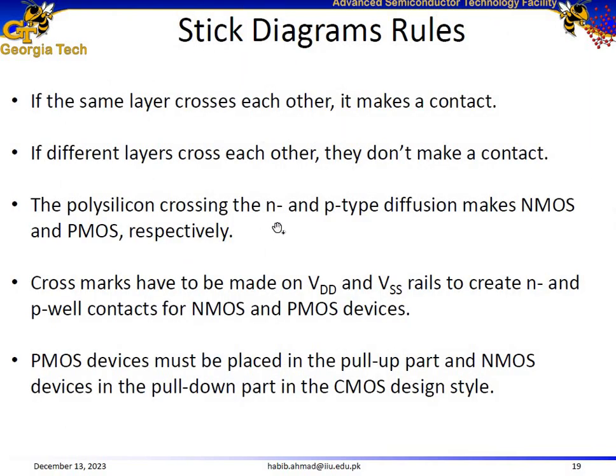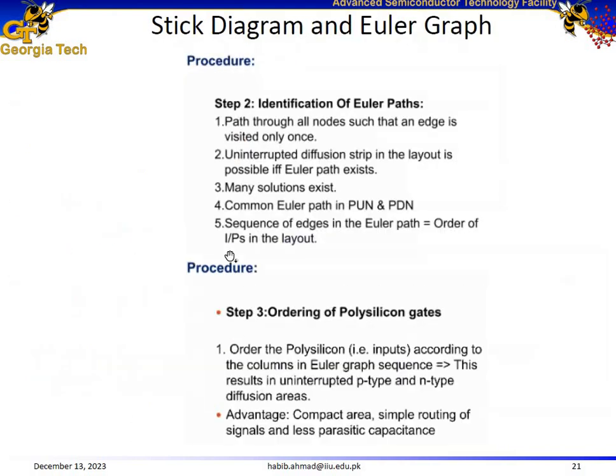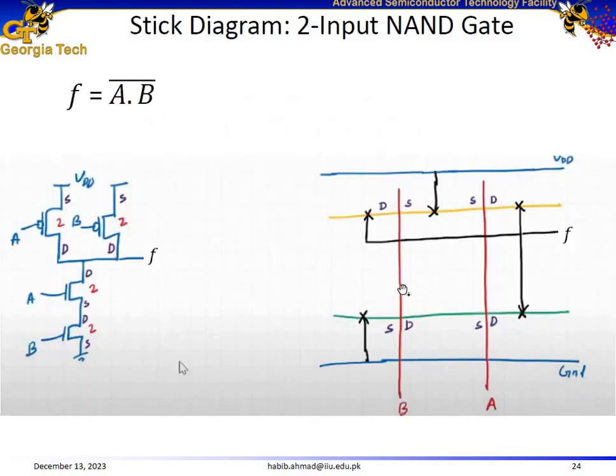The polysilicon crossing the N and P type diffusion makes NMOS and PMOS respectively. Here is the polysilicon, here is the P plus diffusion layer, here is the N plus diffusion layer. This polysilicon crosses the N plus diffusion layer at this point, so it forms an NMOS transistor. And it crosses the P plus diffusion layer over here, so it forms a PMOS transistor. Similarly, we have another PMOS transistor at this point and another NMOS transistor at this point.